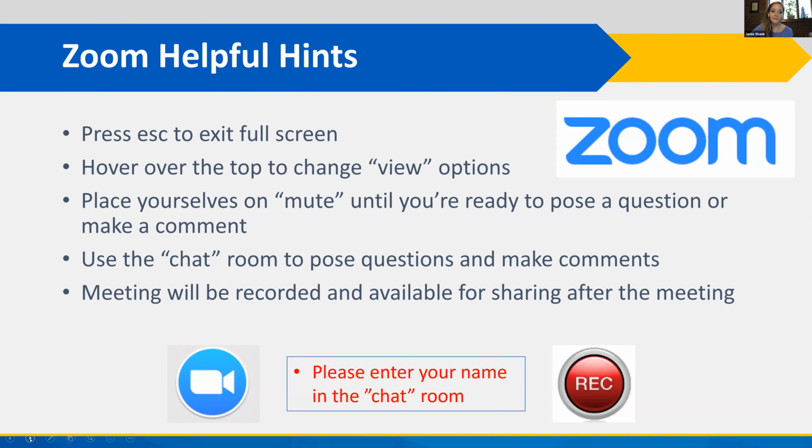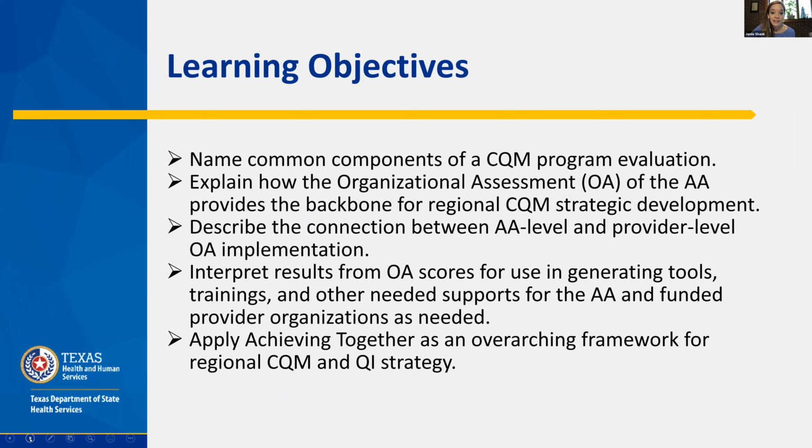I want to get into our objectives because there's a lot going on, as Julie said, but it's all really exciting information. So what we're hoping to achieve by the end is naming those common components of an evaluation. And one of the benefits of using the organizational assessment is it really helps break down into, I think it's 7 domains of that program evaluation.